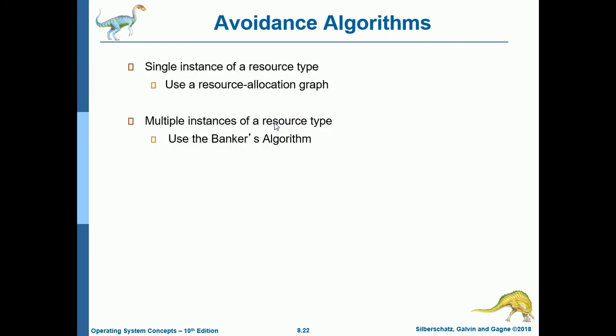Okay, we have avoidance algorithms that we're going to present here. For a single instance of a resource type, we have to use a resource allocation graph. For multiple instances of a resource type, you have to use the banker's algorithm, which was devised by Dijkstra.